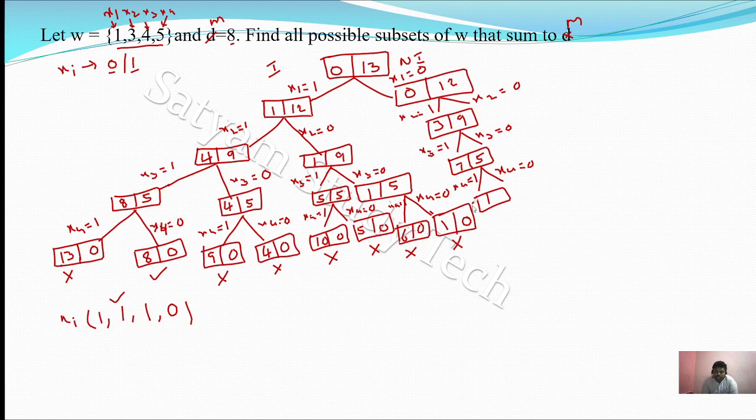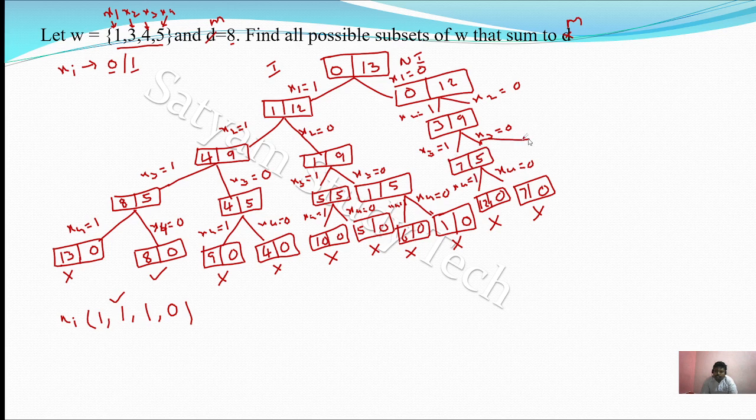5 plus 7, that is 12. Here 5 minus 5, that is 0. It is not a solution. 12 less than or equal to 8, it is not a solution. So x4 is not included, that means the value is 7 and the x4 value is 5. So 5 minus 5, that is 0. It is also not a solution. So backtrack.